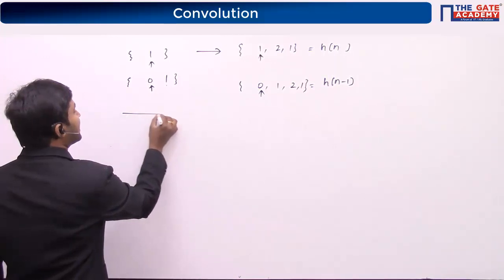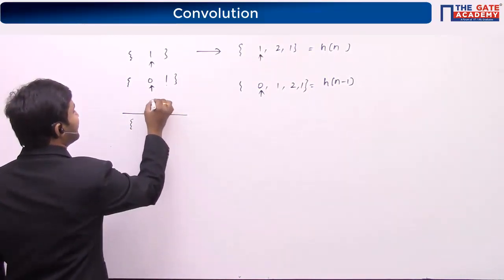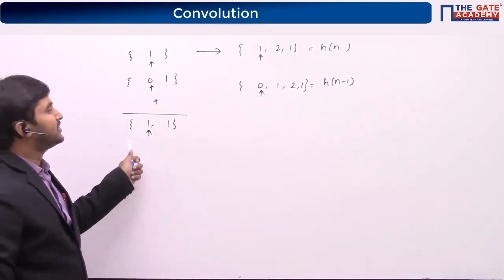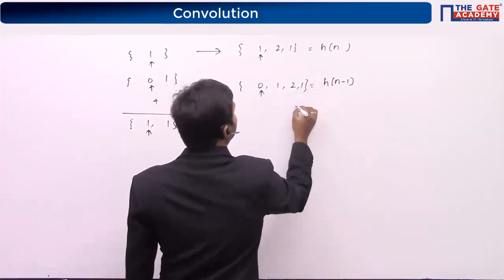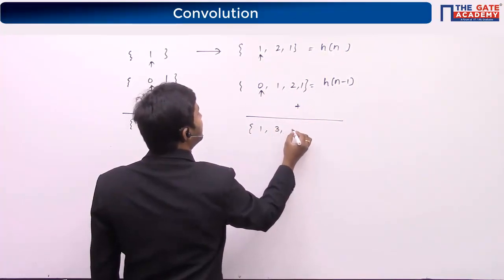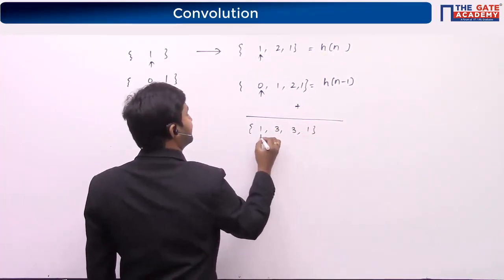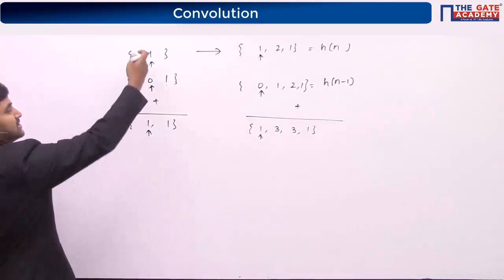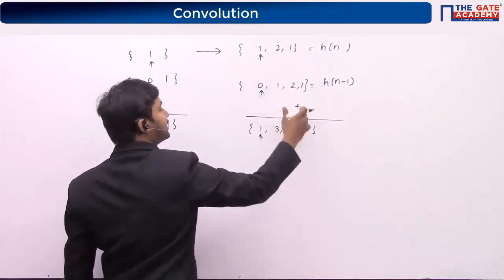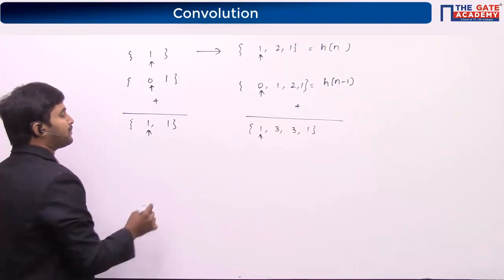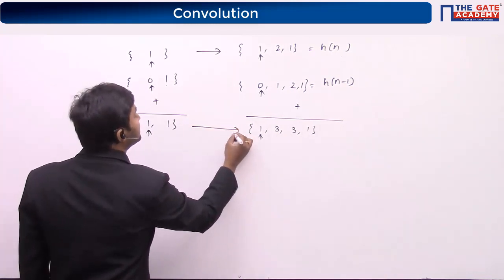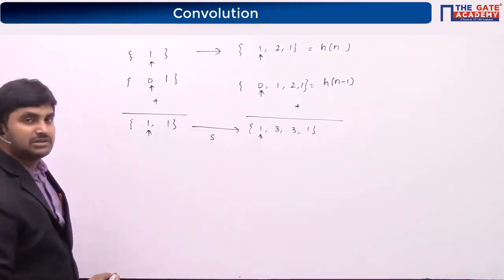Now when I am applying the input, let us say I add these two. If my input is this one, then the output is nothing but the summation of them, which is going to be 1, 3, 3, 1. I'm just adding 1 and 1 here. Here it is 1, here 3, here 3, and here 1. So if I apply the input 1, 1, then the output passing through the system is going to be 1, 3, 3, 1.